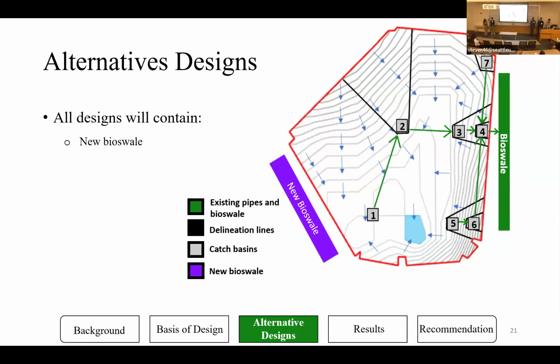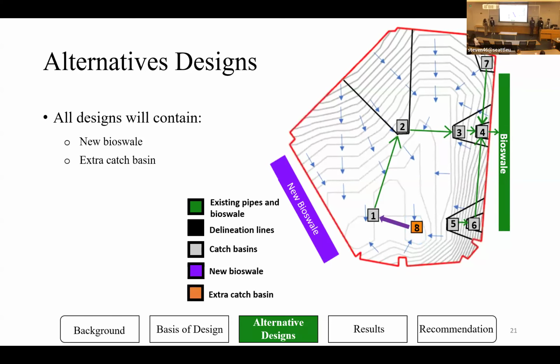On top of that, referring back to the issue of the depressed area shown in the blue polygon, a new catch basin 8 will be installed to capture water at this low point of the site, where the collected water will be directed to catch basin 1. For our 3 alternative designs, we have alternative 1, overflow bypass, 2, redirect flow, and 3, storage vault.